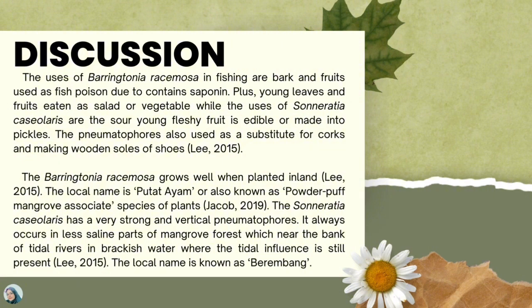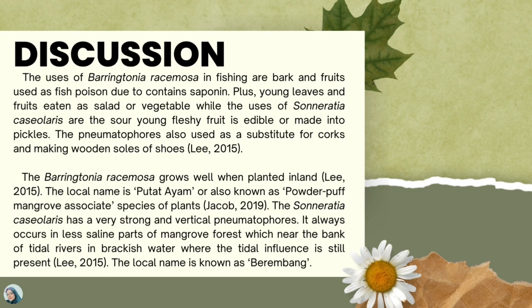So I will explain about the uses of Barringtonia racemosa. It has been used in fishing, as the bark and fruits are used as fish poison because Barringtonia racemosa contains saponins. Next, the young leaves and fruits have been eaten as salads or vegetables. While the Sonneratia caseolaris has sour young fruit flesh, which is edible and can be made into pickles. And the pneumatophores are also used for corks and making wood soles of shoes.